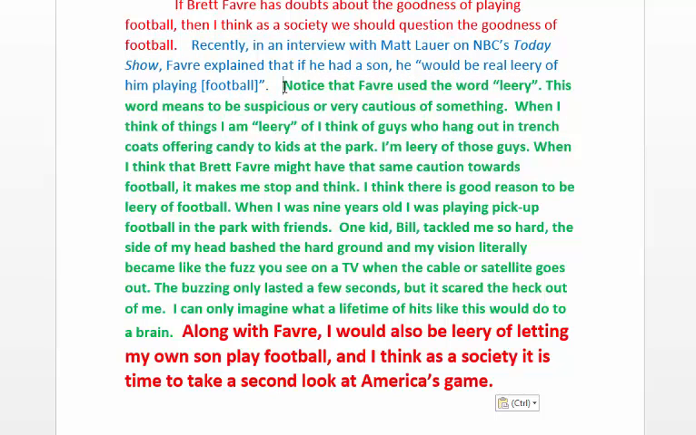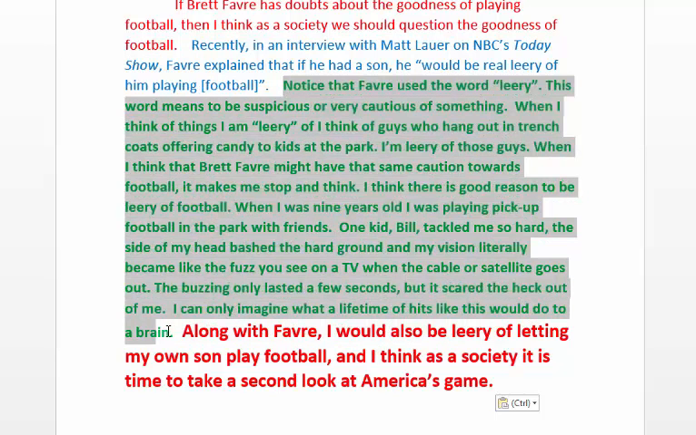Then it offers explanation. Notice that Favre used the word leery. This word means to be suspicious or very cautious of something. When I am thinking of things I am leery of, I think of guys who hang out in trench coats offering candy to kids at the park. I'm leery of those guys. When I think that Brett Favre might have this same caution towards football, it makes me stop and think.